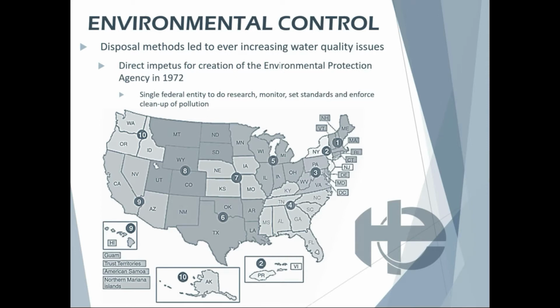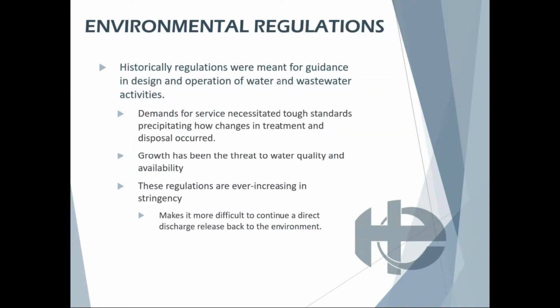In our area, the EPA is basically 10 regions. Region 10 encompasses Washington, Oregon, and Idaho, which would be the region that would primarily deal with the state of Oregon. Historical regulations have been meant as guidance in terms of how you operate your water and wastewater facilities. The demands that have occurred over time have meant that the standards for treatment have continued to increase, so they're ever more stringent. The growth has been the chief threat to water quality and availability.